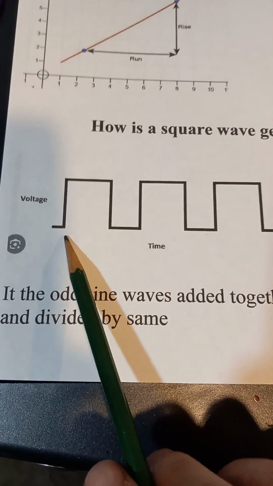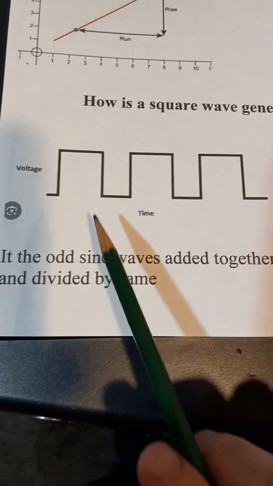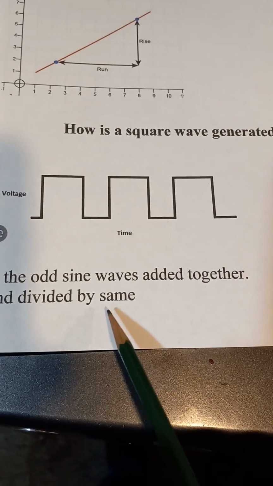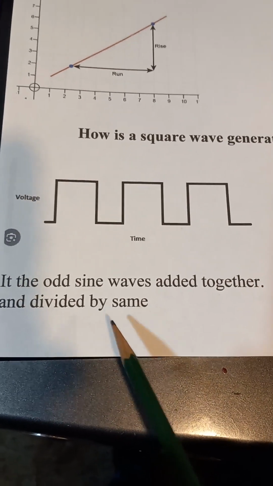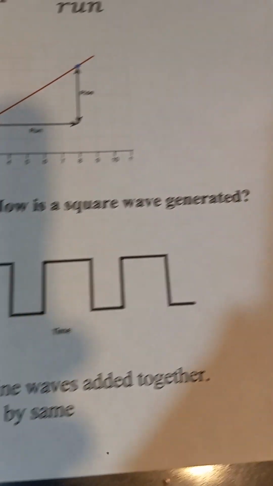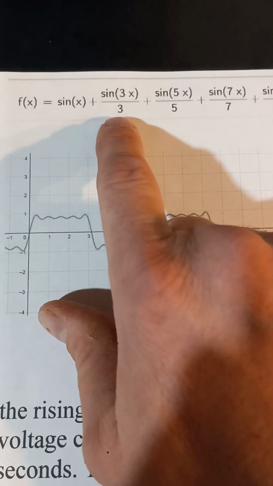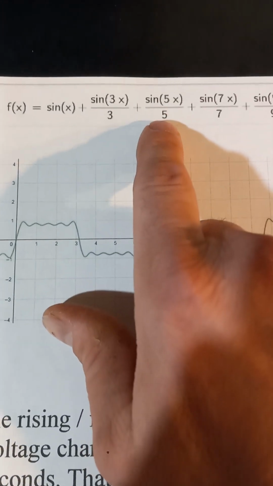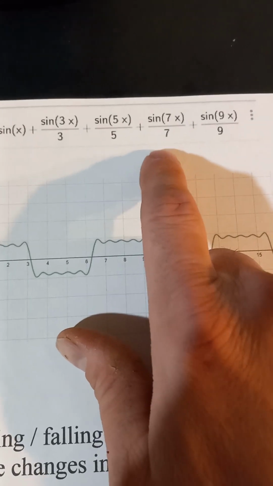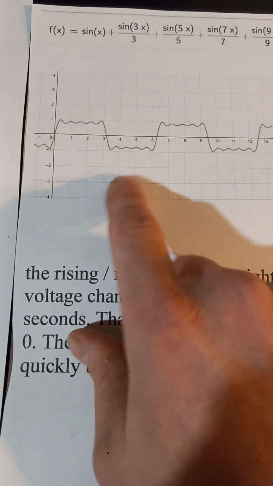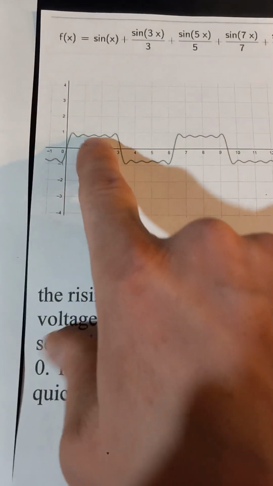So now, in order to get these square waves, you have to add all the sine waves together and divide each by the same number. So look here. You take sine x plus sine 3x divided by 3 plus sine 5x divided by 5, 7, 7, 9. You just keep going. You just keep adding these odd numbers up. I graphed it on my computer, and it looks something like this.